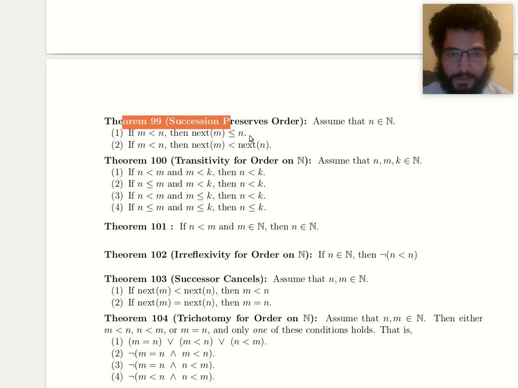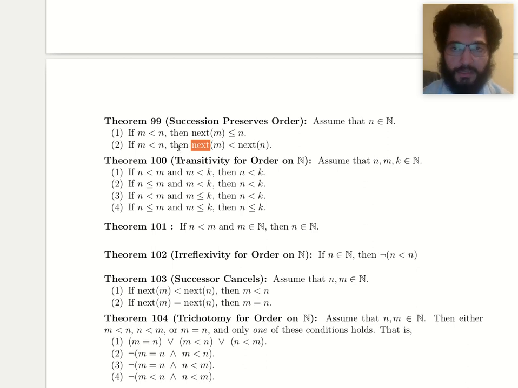And now we're here. This is a theorem about succession and order. Order refers to this symbol, and succession refers to the next symbol. So order refers to this, and succession refers to this. And this theorem is about the interaction between them.